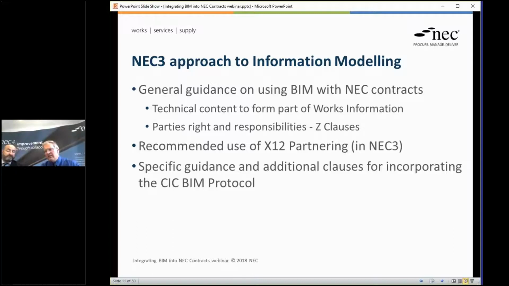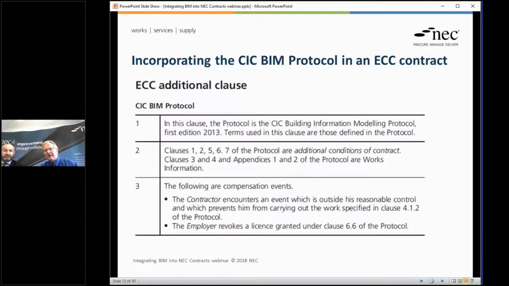Absolutely. Even then, there was a recommendation that parties should be starting to think about using X12, which we'll come on to a little bit later. So that's just a snapshot directly from that guidance about expressly how to use the CIC Revision 1, remember, now superseded, into an NEC contract. We'll leave that for a takeaway slide. I'm not going to go through the detail.